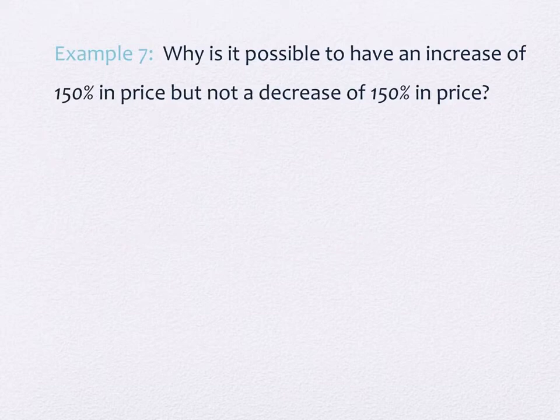Example 7. Why is it possible to have an increase of 150% in price, but not a decrease of 150% in price? 150% is bigger than 100, so if you took that away, you'd be taking away more than 100%. And what would you end up with if you tried to do that, Brooke? A negative number, so in theory, they would be giving you money? Yes, good job. Okay, so that's the reason we can't have the decrease, right?